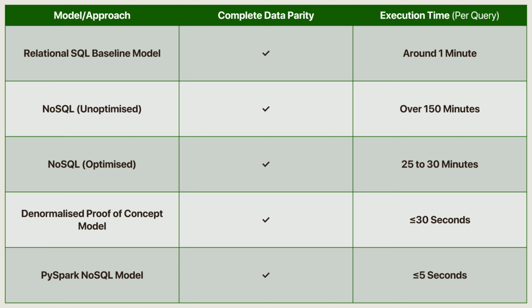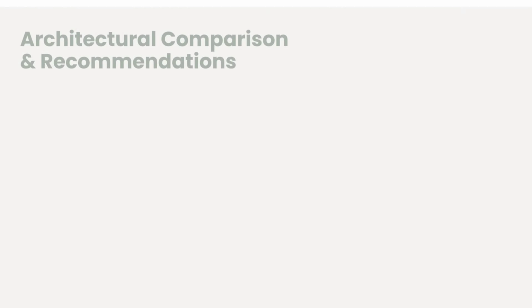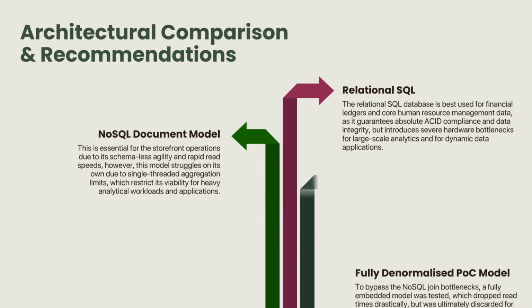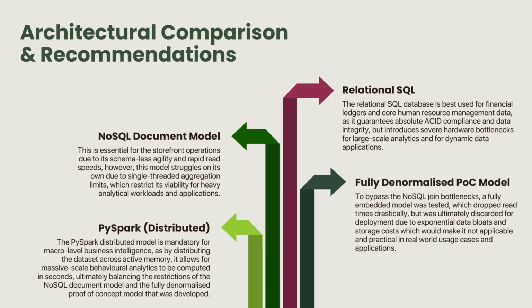When executing these queries across all 4 iterations, our relational SQL baseline, our optimized NoSQL, our fully denormalized proof of concept, and our PySpark iteration, it yielded 100% identical numerical results. This absolute parity serves as a rigorous data audit and proves that our ETL pipeline and transformations maintain flawless data integrity and consistency. Critically evaluating these systems demonstrates that no single architecture fits every workload, which necessitates a hybrid strategy.